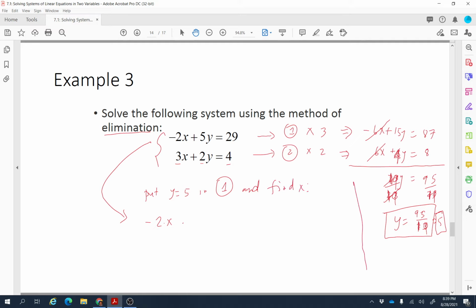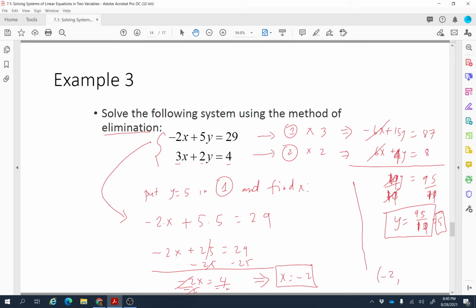Okay, so negative 2x plus 5 times 5 equals 29, and that is negative 2x plus 25 equals 29. So I'm just going to subtract 25 to solve for x, and that gives me negative 2x equals 29 minus 25, which is 4. So now we just have to divide both sides by negative 2. By doing that, x will be negative 2. So x equals negative 2 and y equals positive 5. This is the solution for this system of equations.